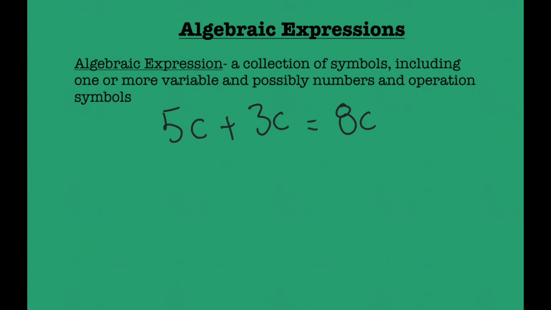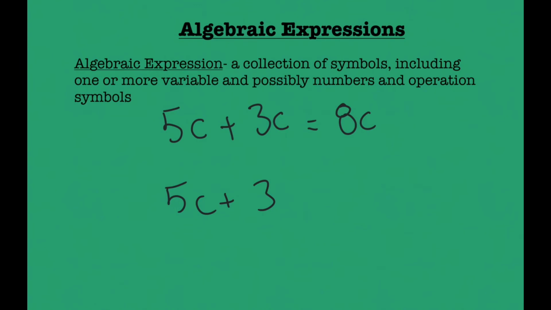If we have 5C plus 3, we can't do anything. We can't add 5C to 3. So our expression is done. We can't do anything else. We have to keep it as 5C plus 3.